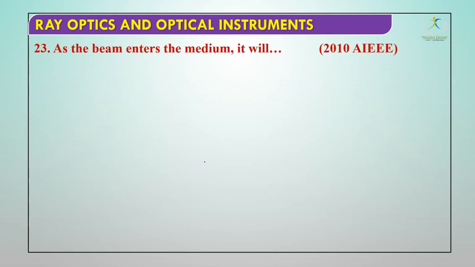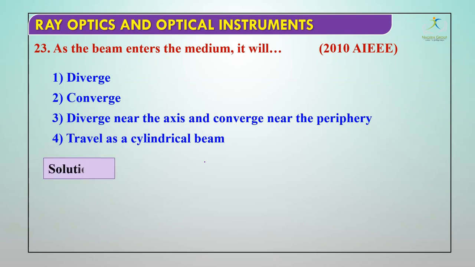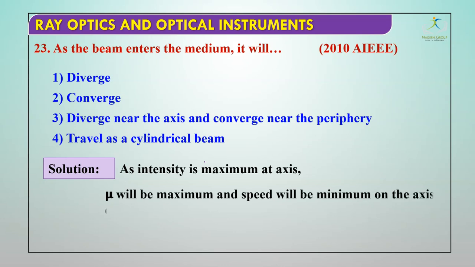As the beam enters the medium, it will diverge, converge, diverge near the axis and converge near the periphery. It travels as a cylindrical beam. Solution which we have: as the intensity is the maximum at the axis, mu will be maximum and speed will be minimum on the axis of the beam. So the beam will converge.